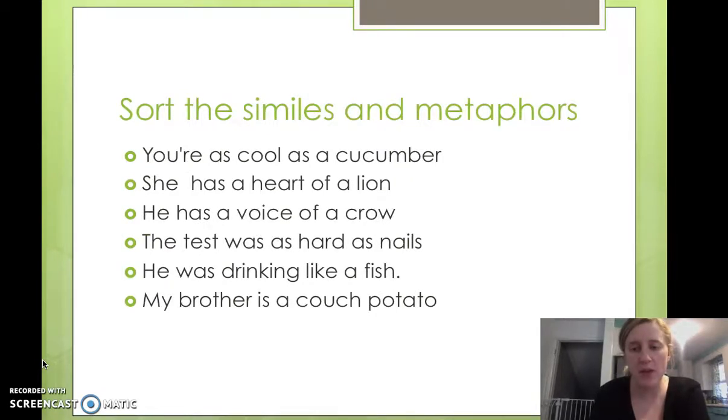So this is where the whiteboard or the smartboard comes in for the students. Sort the similes and metaphors. On the smartboard, there's the option, you can move them with your pen to the correct column. So I'd have a column of similes and a column of metaphors, and I would have a student come up and put "you're as cool as a cucumber" in whatever column they thought.